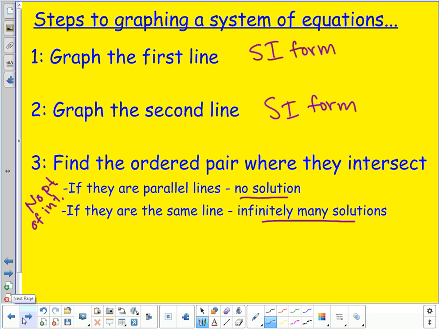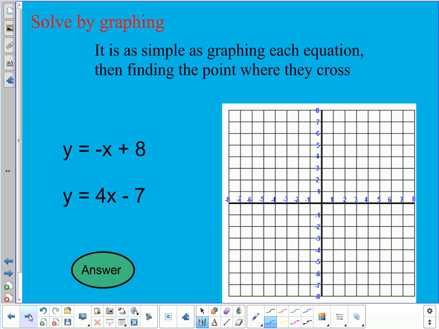All right, so let's flip over to the back and do some more examples. You can skip that box at the top of your notes page. That can be taken off, so just ignore that. We're going to move on to number 3. We have the system y is equal to negative x plus 8 and y is equal to 4x minus 7. These lines are both in slope-intercept form, which is helpful. I don't have to move anything around.